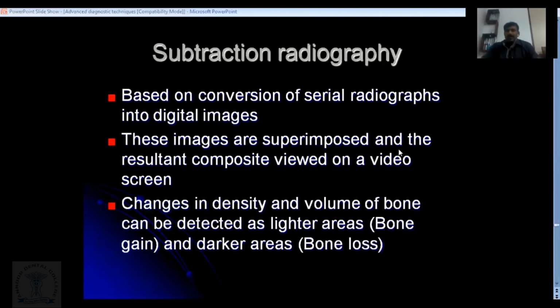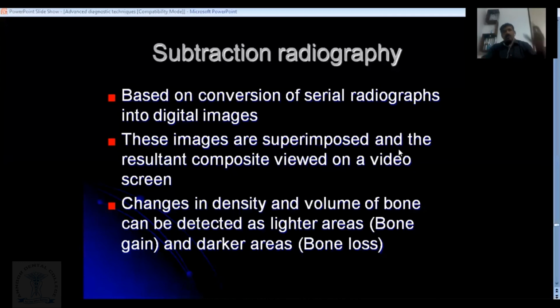And you may appreciate the changes in density or volume of the bone. Bone gain will be lighter areas, bone loss will be darker areas, radiolucent. So basically, suppose you are doing bone grafting, or suppose you are not doing a bone grafting, you just do a flap surgery in relation to 4-6 area, and you want to know over a period of time what changes are occurring to the bone in that area.